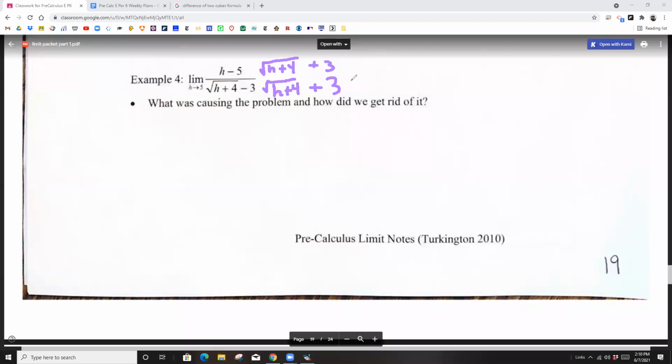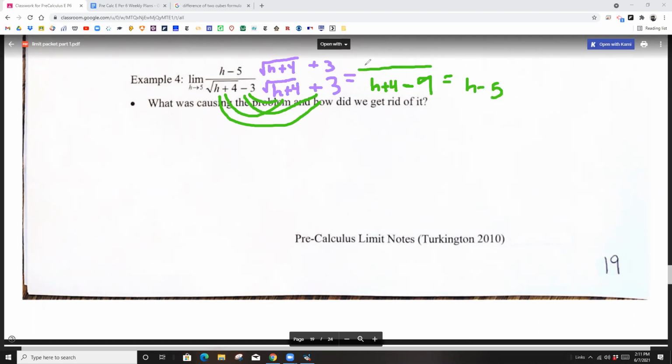Okay, so now look what happens, all right? When we multiply these out together, so we do root h plus 4 times root h plus 4. That's root h plus 4 squared. So that will stay. And then root h plus 4 times 3 is 3 root h plus 4. And then negative 3 times root h plus 4 will cancel out. And then negative 3 times positive 3 is negative 9. And would you look at that? That's going to equal h minus 5.